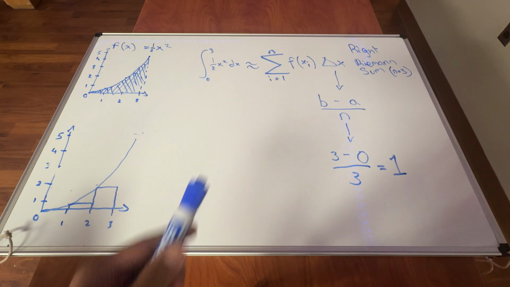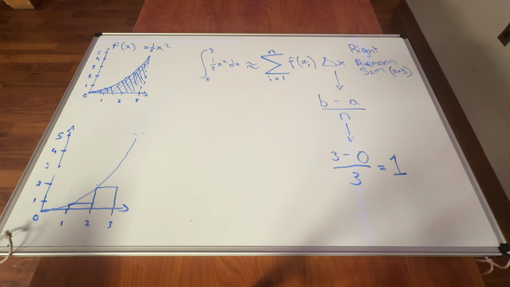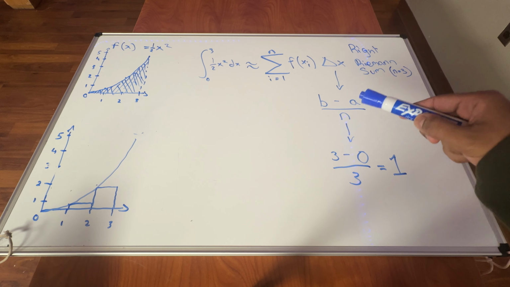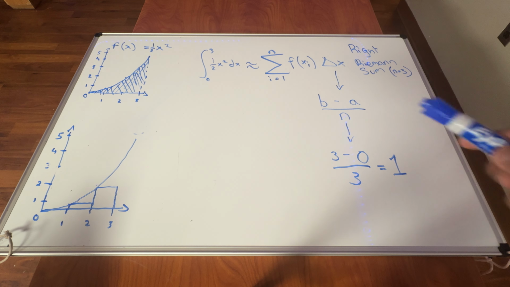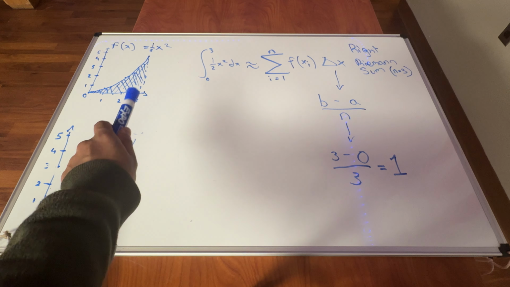So, to break down this somewhat complicated looking expression, let's start with this delta x, which simply tells us the width of each of our rectangles. The way it's calculated is with this expression, b minus a over n, where b is the upper bound, in this case 3.